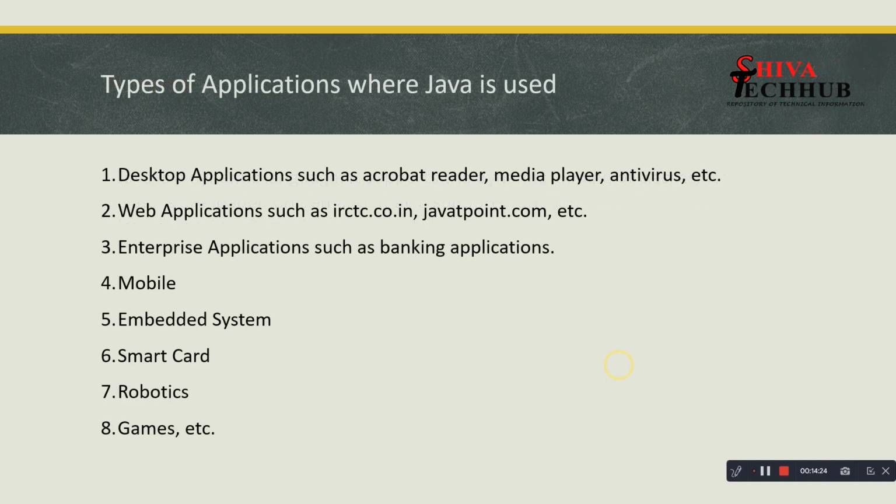So next we'll be looking at the types of applications where Java is used as a programming language for development. Java is widely used in developing desktop applications such as Acrobat Reader, which we use in day-to-day life, media players, antivirus software, and many more. It's not only these three; there are many more desktop applications where Java is used in our day-to-day activities.